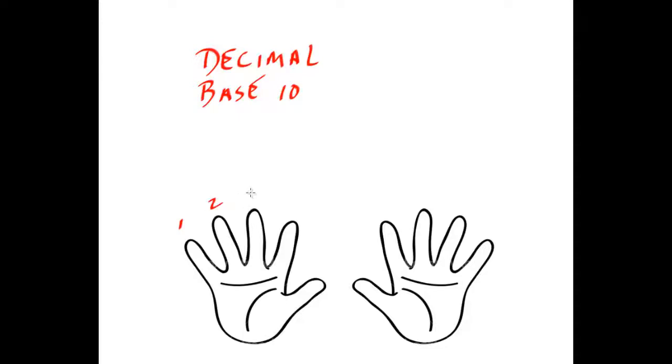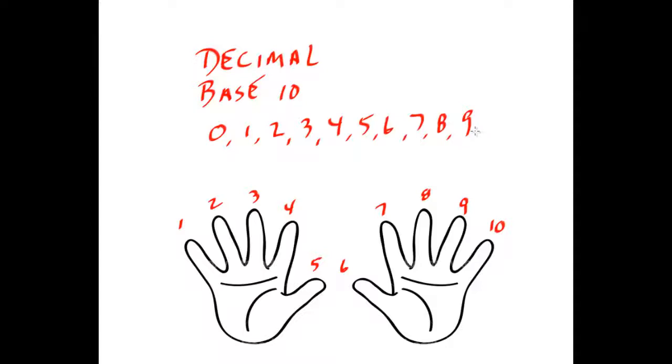1, 2, 3, 4, 5, 6, 7, 8, 9, and one set of 10. And the only digits we use are 0, 1, 2, 3, 4, 5, 6, 7, 8, and 9.